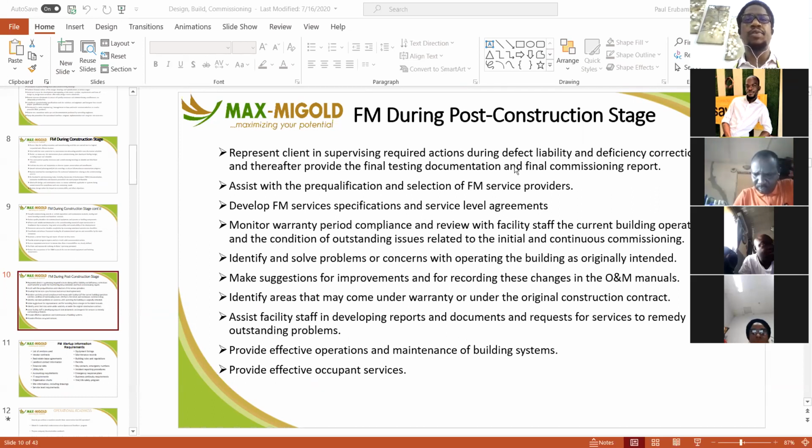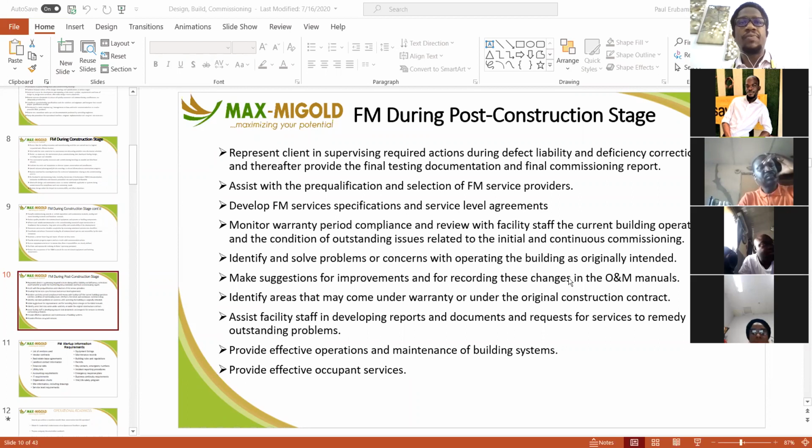So post-construction stage, present to the clients and supervise required actions during defect liability and deficiency corrections. And thereafter provide the final testing documentation and final commissioning reports. So the FM is at that point where all of those issues around defect liability, this is really taking over. This is really you exerting your authority on the project on behalf of the owner.